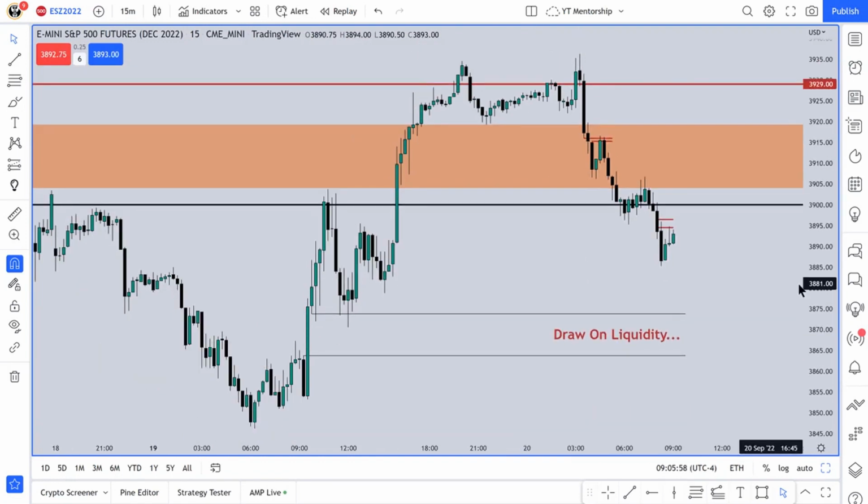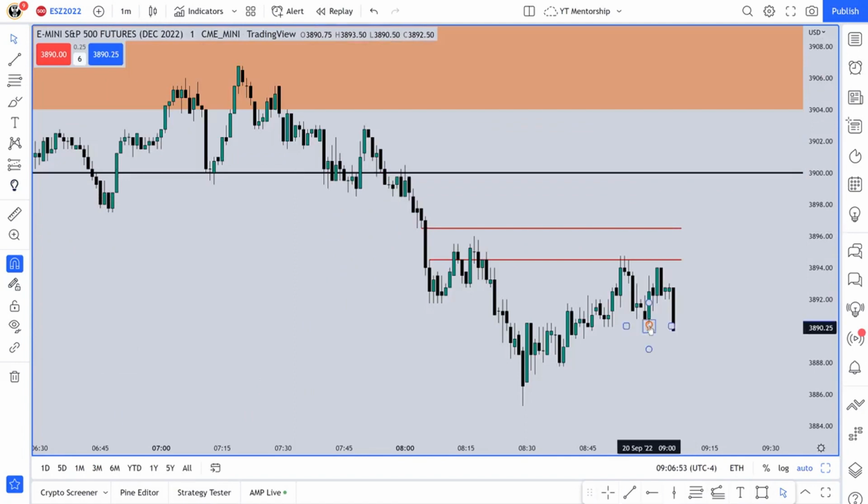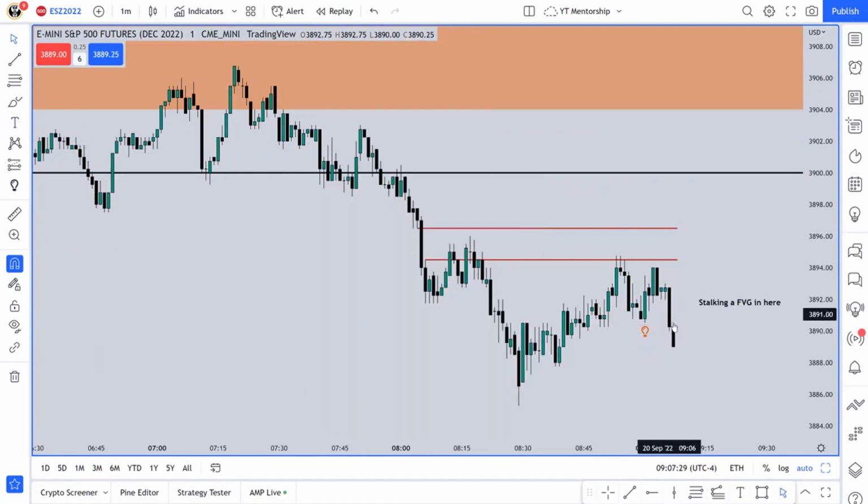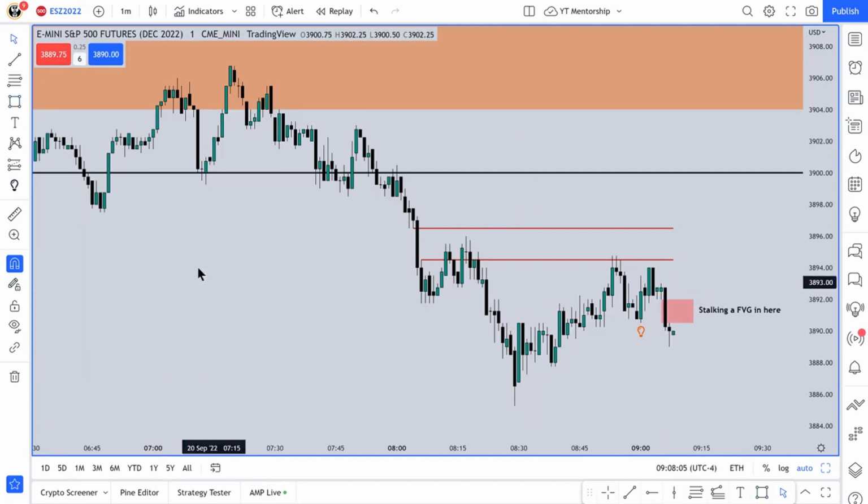I'm going to get in a little early this morning. I have things I have to take care of. I'm not going to be able to manage the entire thing. So I have a shift in market structure there. And I'm stuck in the fair value gap right there. And yes, that's Bailey.